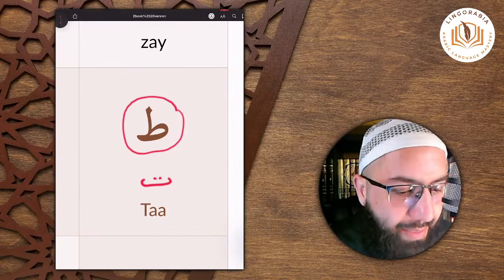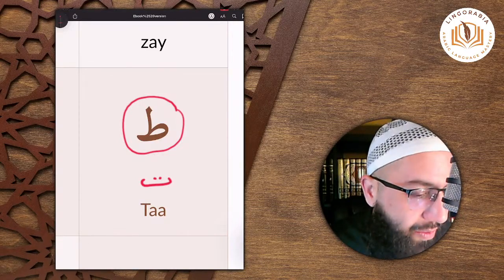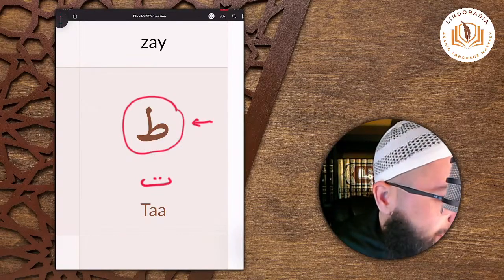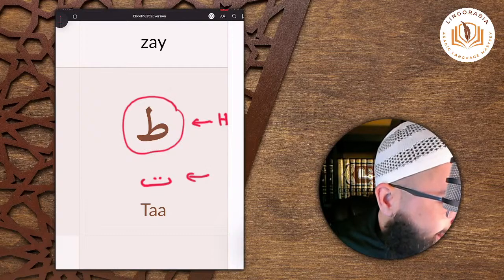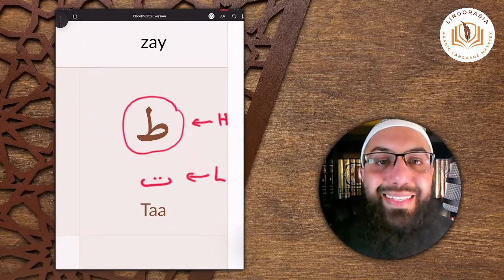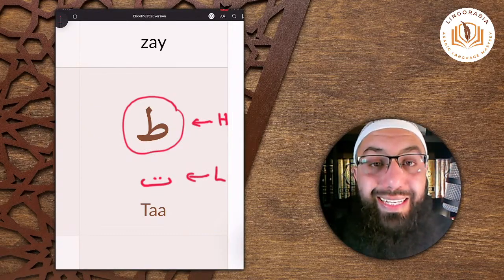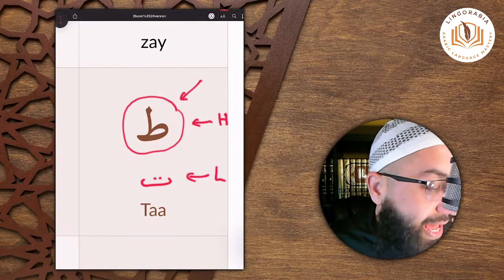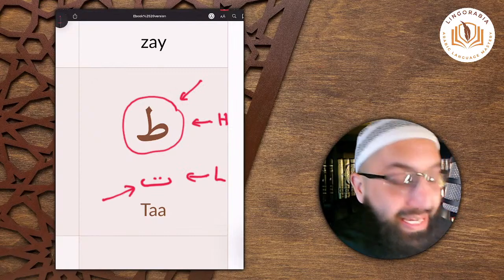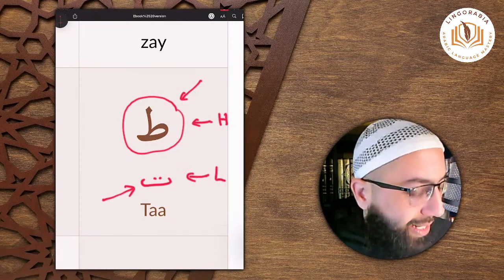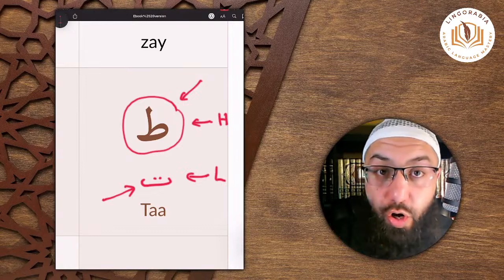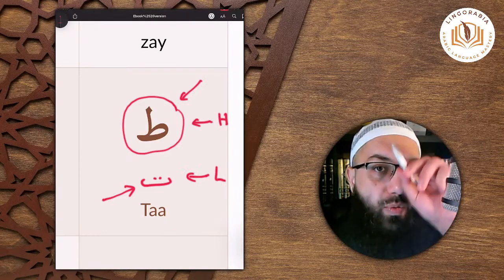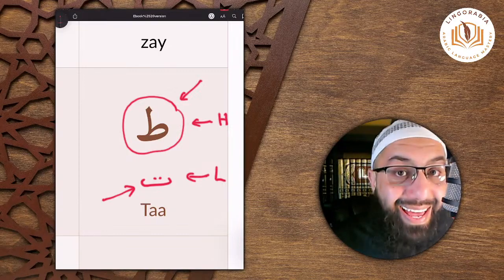It is similar to the other letter ta, but it is heavier. So this one is heavy and this one is light. We got the ta and the ta. The ta is the heavy one and the ta is the light one. The light one is the curve with two dots, and the heavy one is the closed curve with a stripe on it.